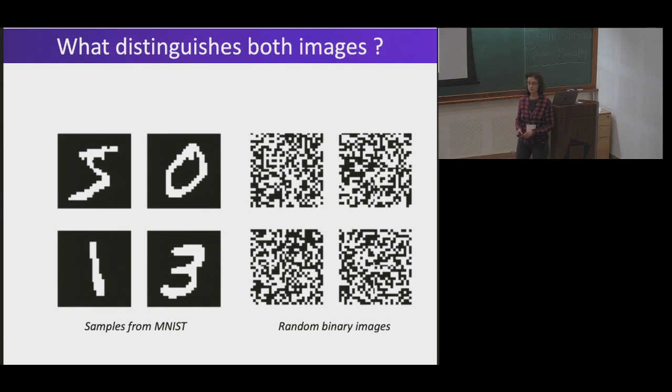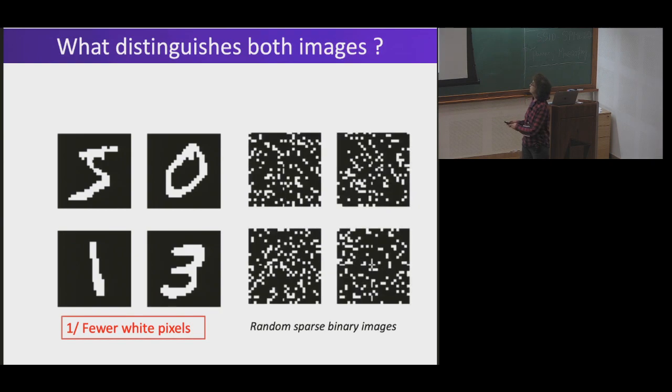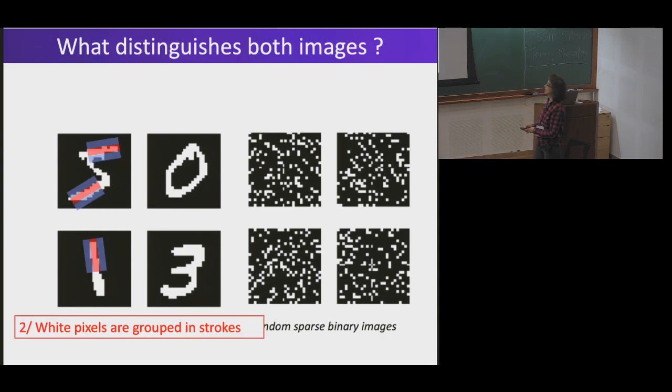So the first point you can immediately see is that there are more black pixels than white pixels. And if you sample a random sparse binary image, this is what you will have. So you have not yet reached a stage to reproduce this number, but you can also see that white pixels are grouped in strokes.